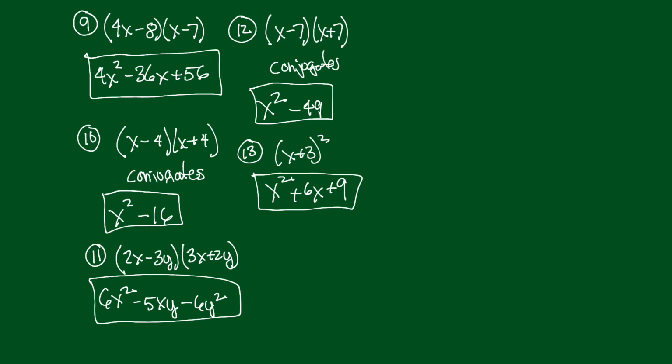So the pattern goes like this. Square the first, x squared. Multiply the two together, 3x, double it, 6x, and then square the last.